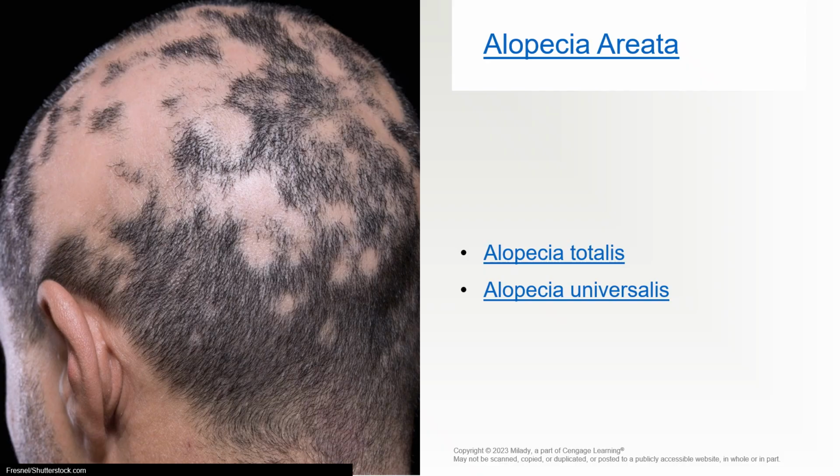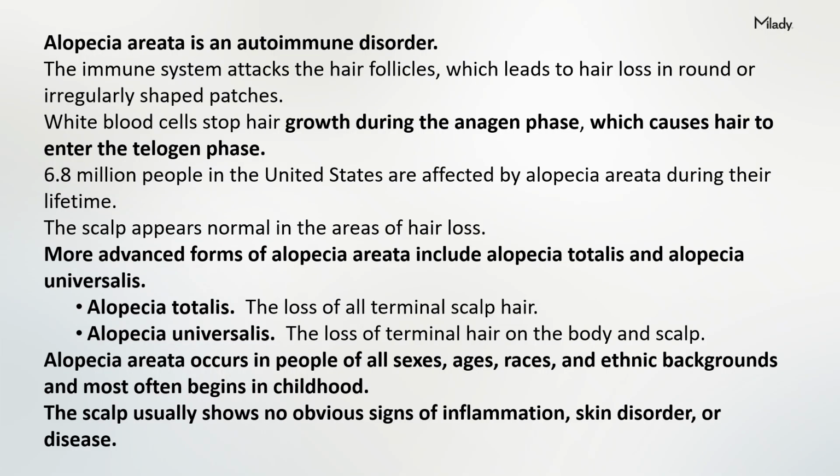Now we're going to cover alopecia areata, which has two more advanced categories, alopecia totalis and alopecia universalis. Alopecia areata is an autoimmune disorder. The way you remember alopecia areata is "in my area." In my area means that the immune system attacks the hair follicles, which leads to hair loss in round or irregular shapes.